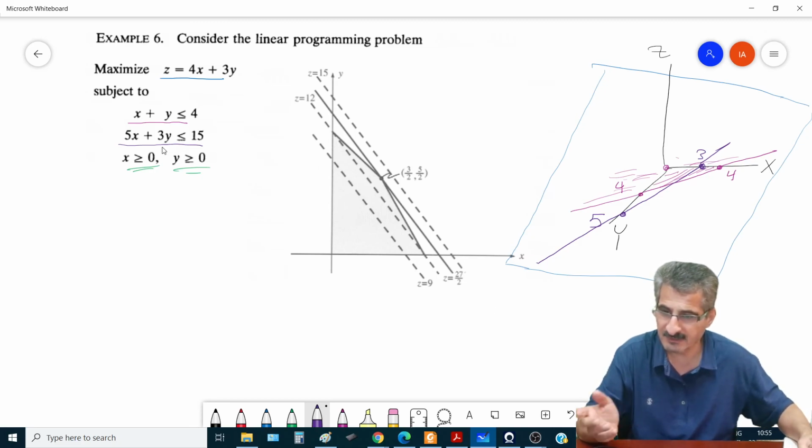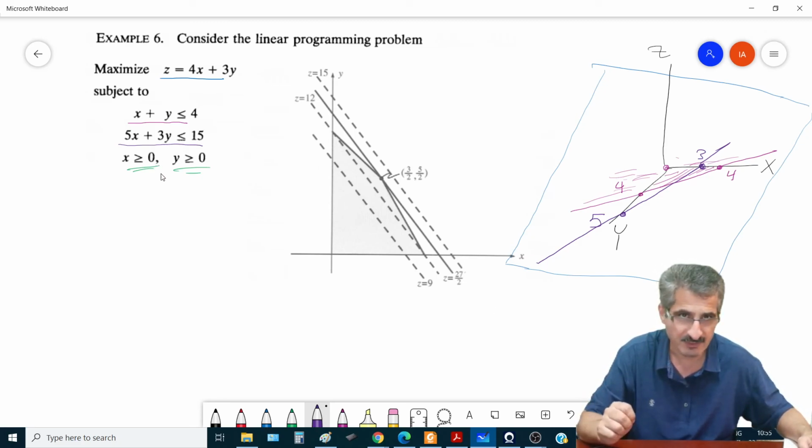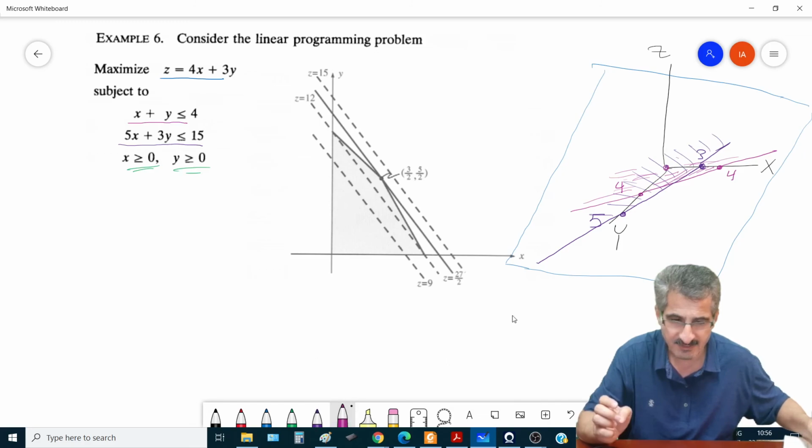Okay, and we need 5x plus 3y less than or equal to 15. Choose a test point which is the 0. So we will take this side. We are in the xy plane. So we did not take this part.